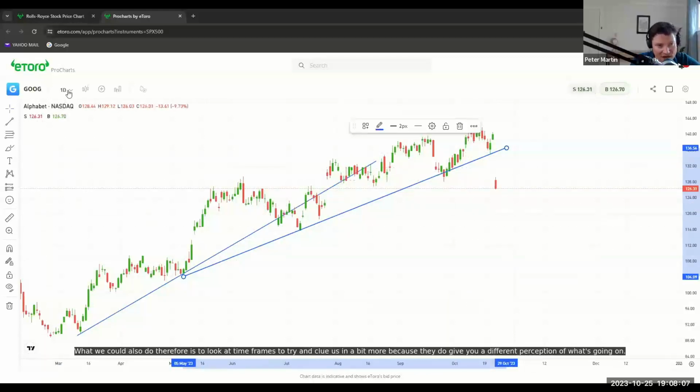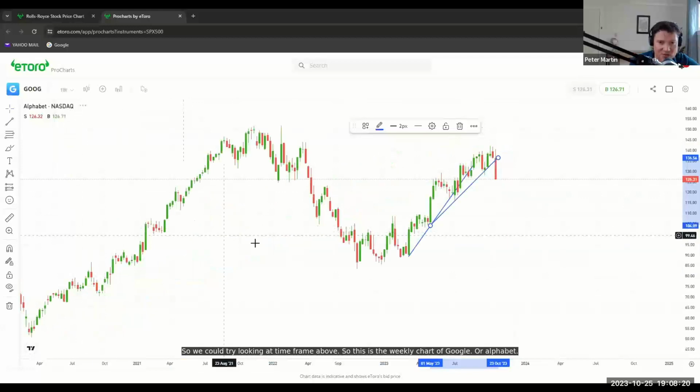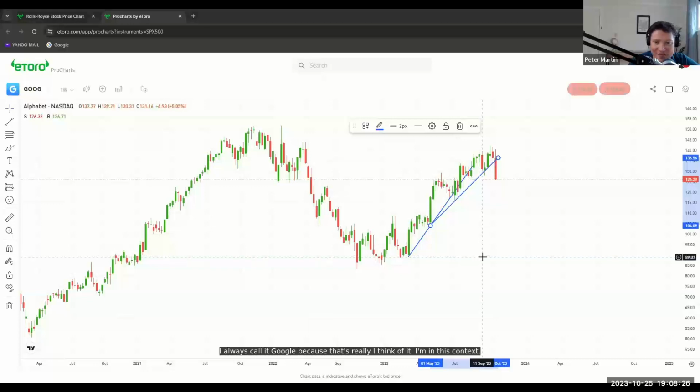What we could also do, therefore, is look at other time frames to try and clue us in a bit more, because they do give you a different perception of what's going on. So we could try looking a time frame above. This is the weekly chart of Google or Alphabet. I always call it Google because that's the way I think of it.